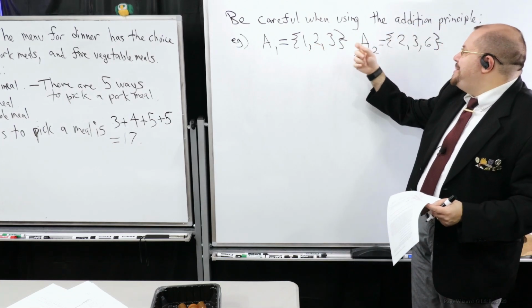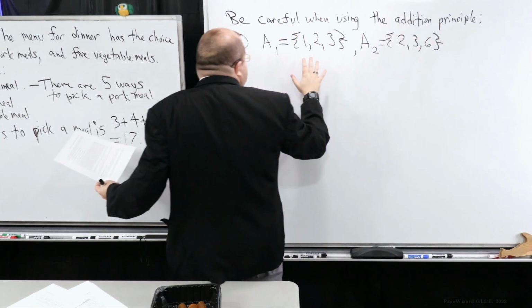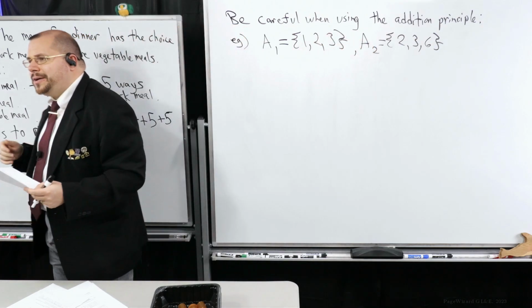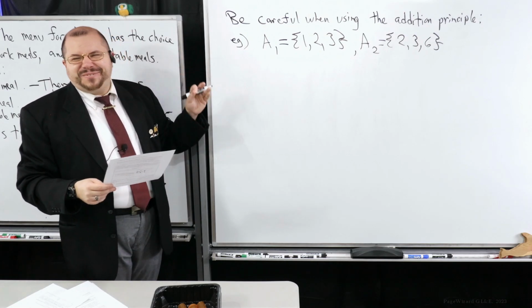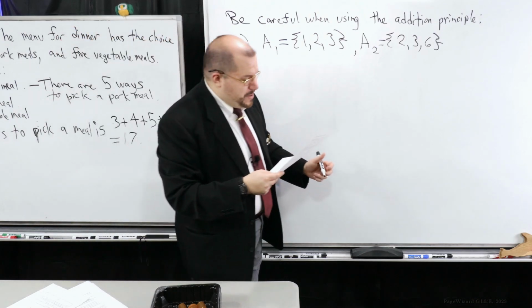So these could be the indices of those menu items. So notice that in our example here, we have a bit of a different thing going on. Do you see what's going on that's a little bit different than something we consider for the addition principle? Well, let's go ahead and see what happens.